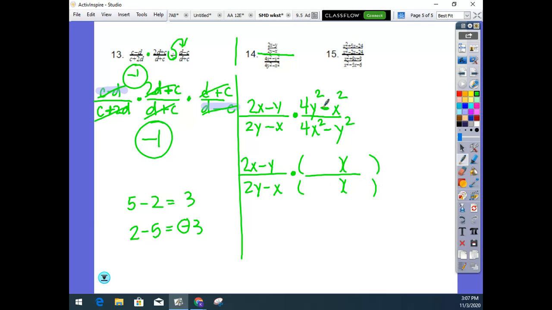This is the difference of two squares, 2y plus x, 2y minus x. Same thing down here, 2x plus y, 2x minus y. All right, 2x minus y matches this one. 2y minus x matches this one. This is 2 times y, this is 2 times x. These are not the same.